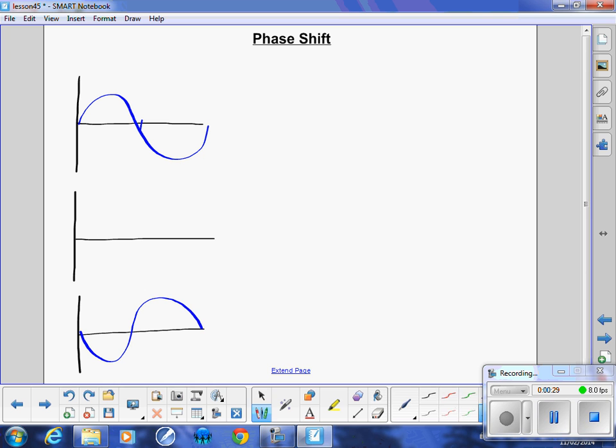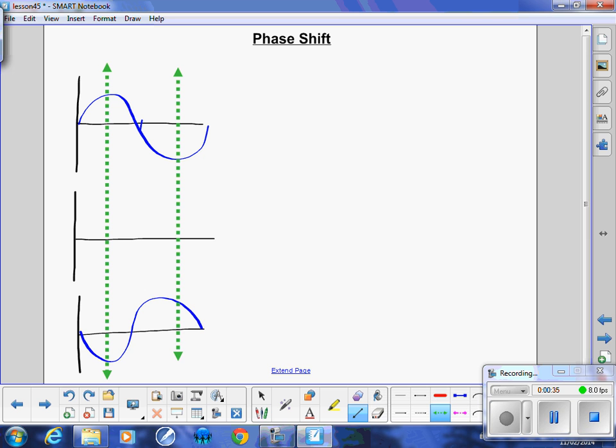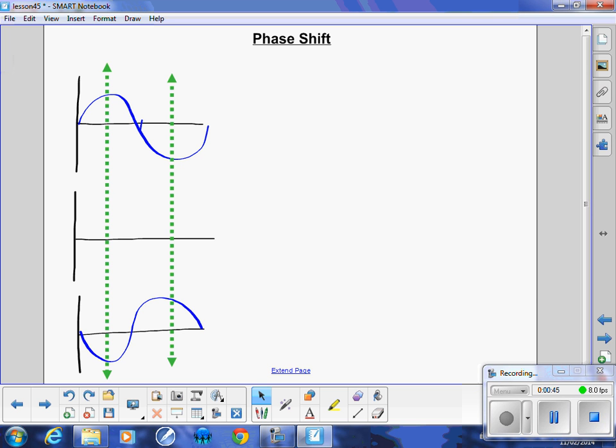The reason it's completely out of phase is because where there was a crest, there's now a trough. Where there was a trough, there's now a crest. Well, kind of. Quit drawing lines. There we go. So close enough. So in between, we call this completely out of phase.